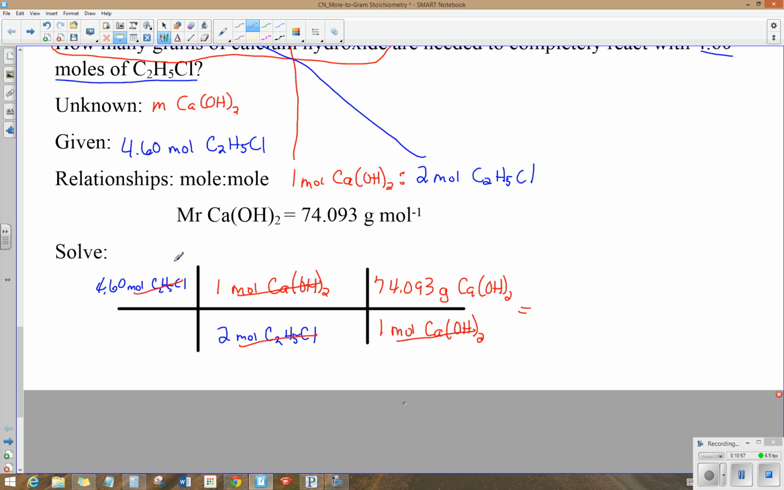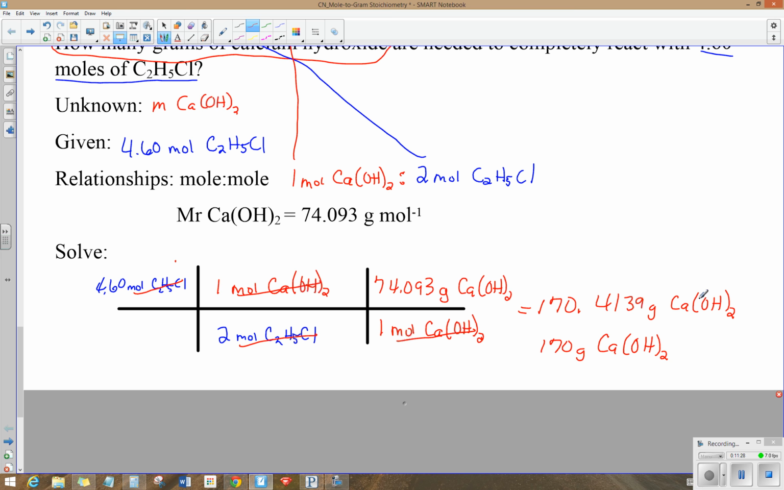And so 4.60 times 1 divided by 2 times 74.093. Again, your calculator is going to give you a long number, 170.4139 grams calcium hydroxide, but three significant figures, so 170 grams of calcium hydroxide.